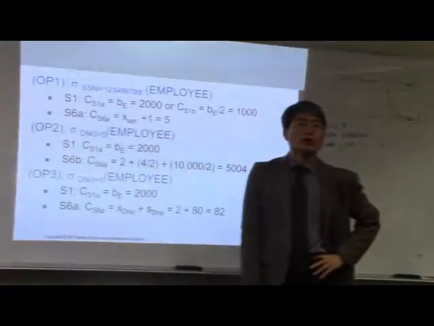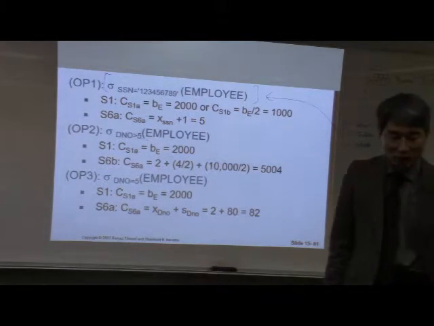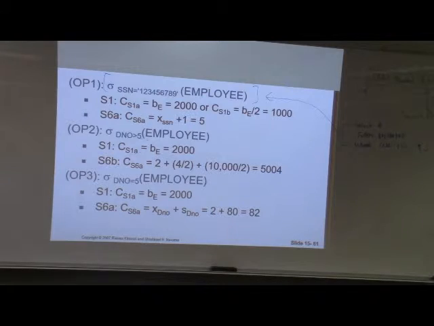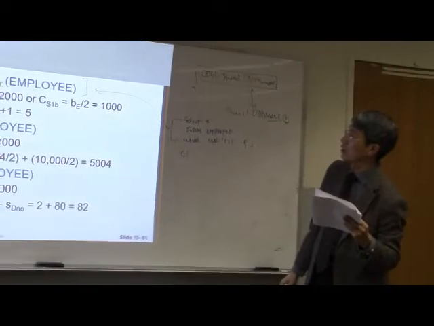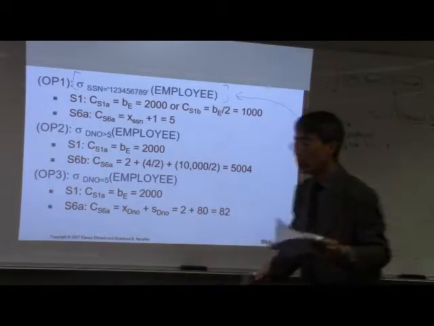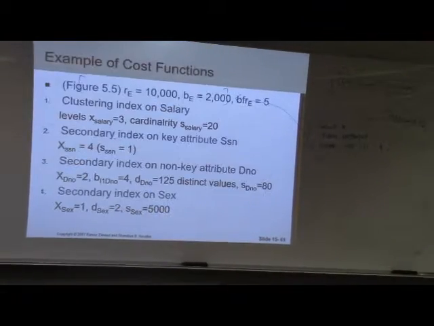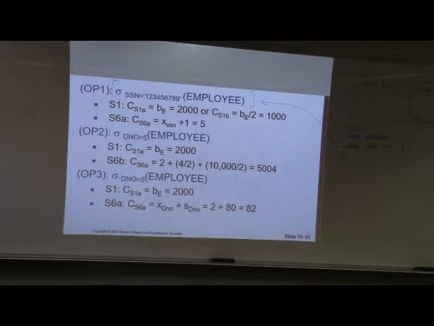What kind of option can we use? We can always do the brute force way, linear search. So let's see the example of this one. So S1 we can use. What about the binary search? Can we use the binary search? Because there's no mention that the employee table is ordered, right? Unless data is sorted, we cannot use the binary search. So binary search is not possible. Primary index, definitely not, because the data is not sorted.